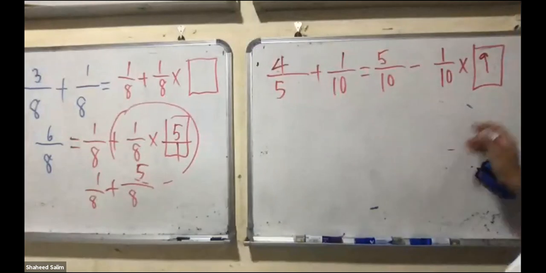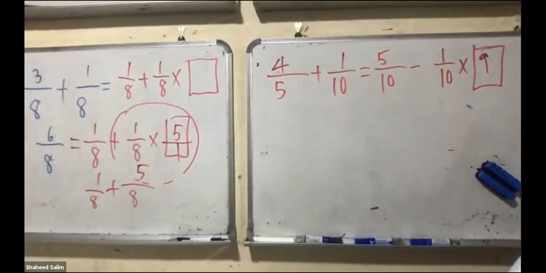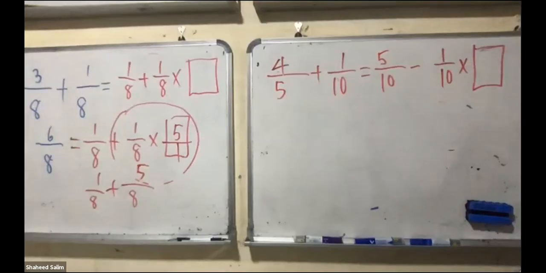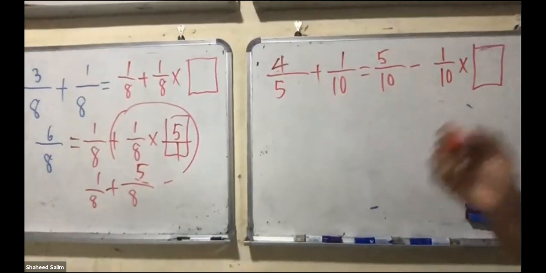Nine. One person says nine. Is this the correct one? The answer was 0 just now. I will show you that one in a moment. Nine is not the correct answer, actually. So you can try again. Four. You got 4. Who's that? Shafika. Four. Shafika, is it?